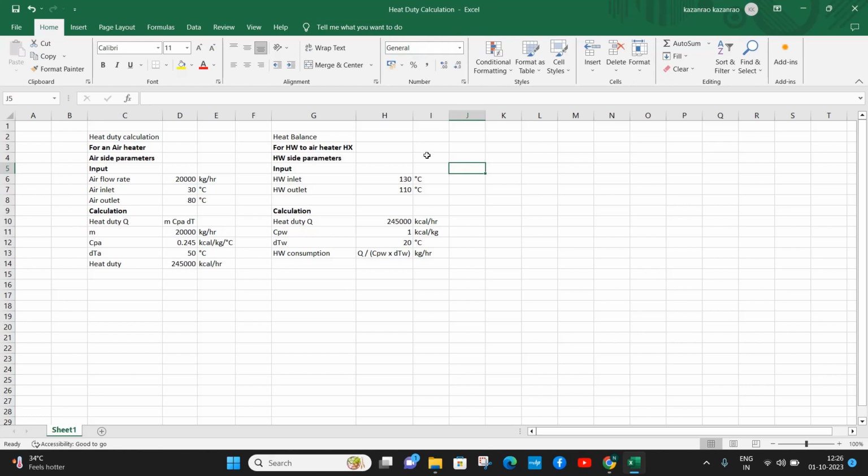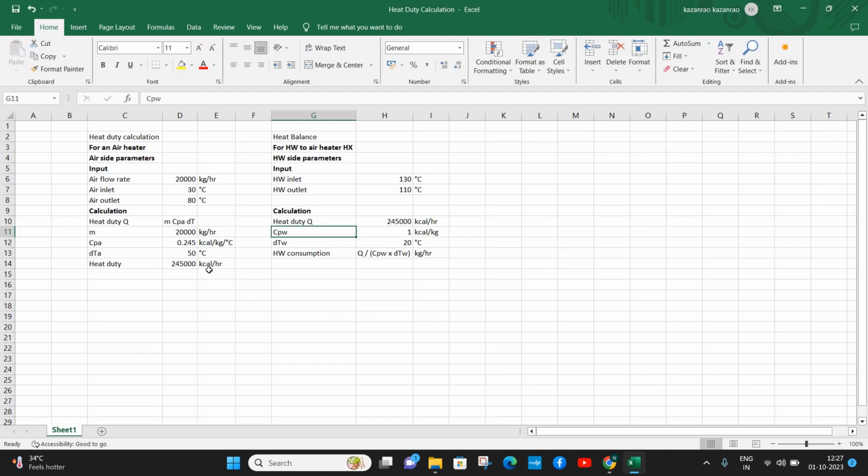Now in hot water calculation we have to consider the sensible heat of water, and the sensible heat is calculated using the CP, or the specific heat of hot water.